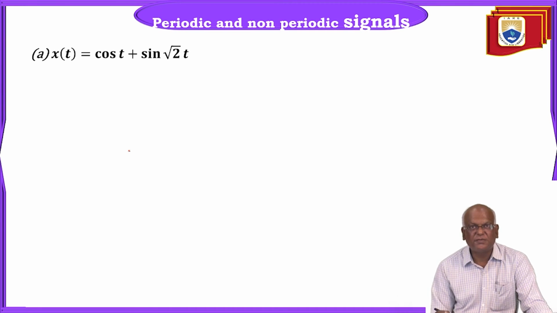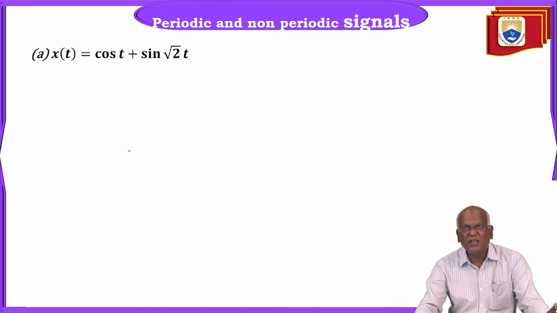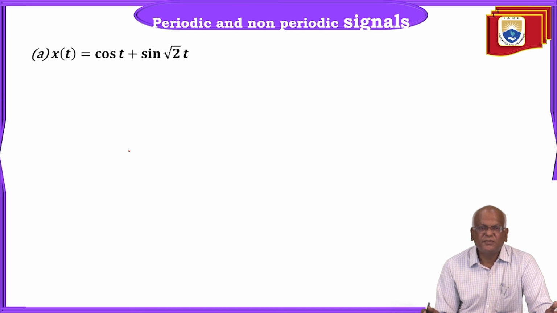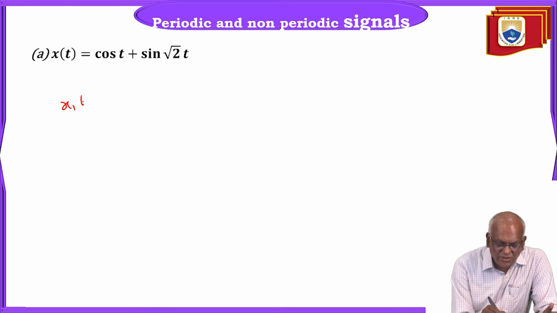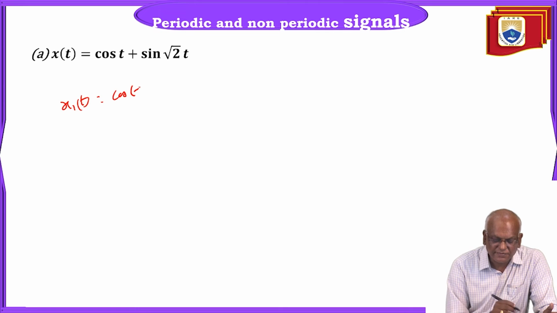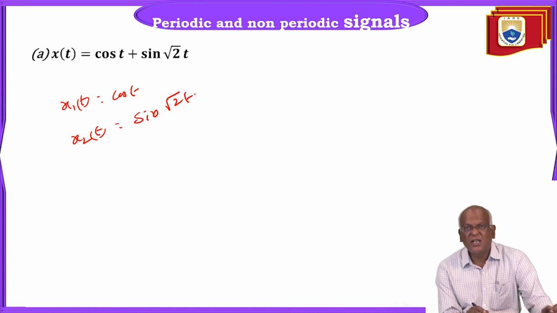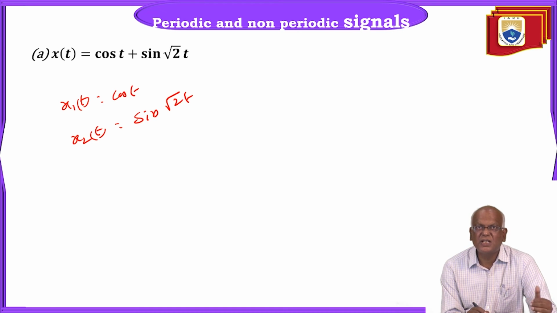First you move to the first problem. You want to find out whether the given signal is periodic or not, and if it is periodic, what is the period of the given signal. You observe that in this case, two signals are combined. Let us say I am writing x1 of t equal to cos t and x2 of t equal to sine root t. By combining x1 and x2 we get x of t. Now we can find out whether x of t is periodic or not, and if it is periodic, its time period.